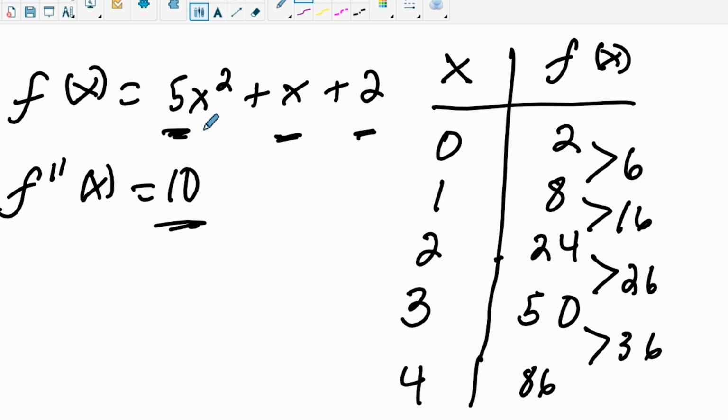So plug it in right here. 4 squared is 16. 16 times 5 is 80. And then 80 plus 4 is 84. And then 84 plus 2 is 86. So obviously, you see that works.